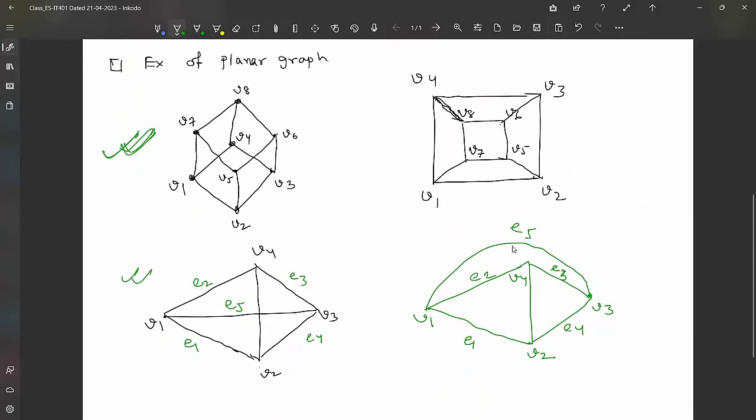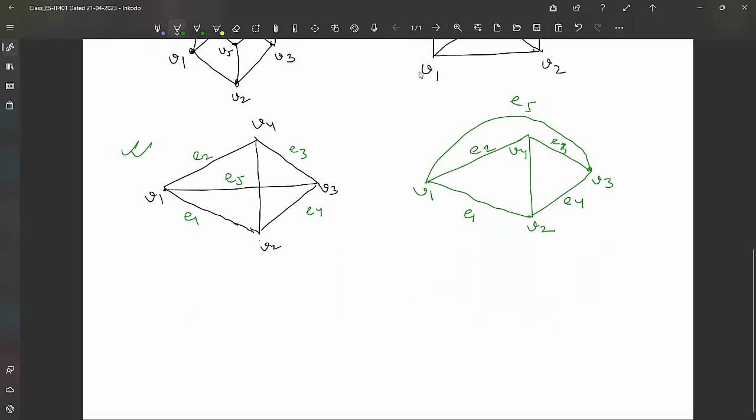Now, is it clear to everyone what is planar graph? Yes, sir, understood.